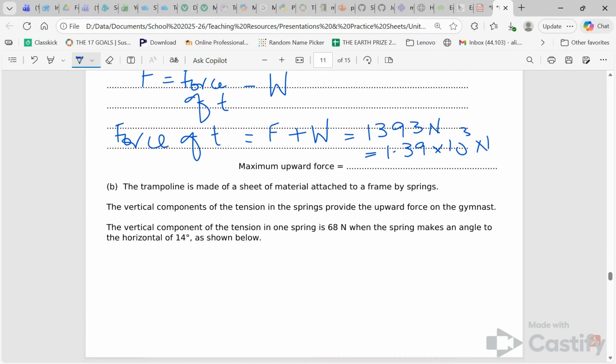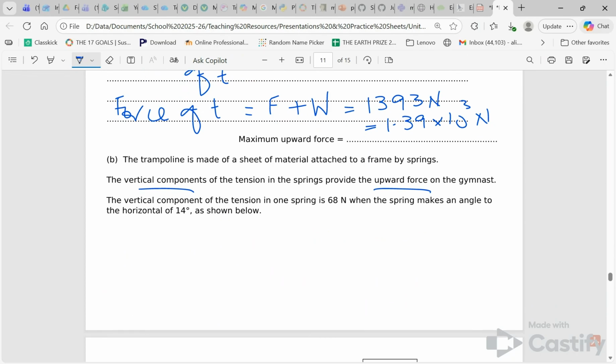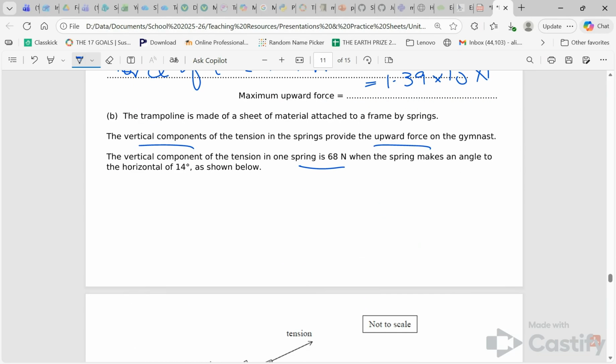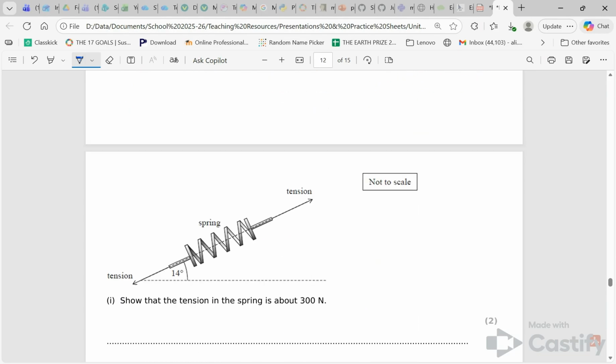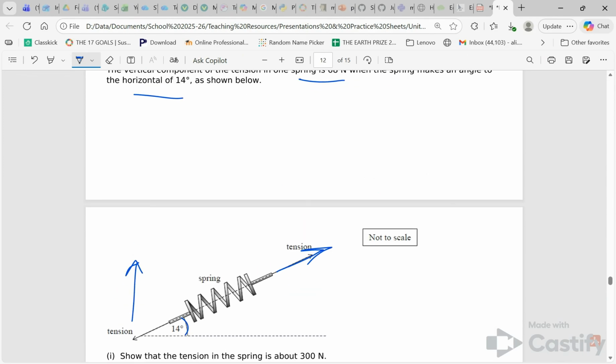Moving on to the next part, the trampoline is made of a sheet of material attached to a frame by springs. The vertical components of the tension in the spring provide the upward force on the gymnast. The vertical component of the tension in one spring is 68 newtons when the spring makes an angle to the horizontal of 14 degrees. So this is how the spring has been shown. Tension has been shown acting at an angle of 14 degrees from the horizontal, and they have given us the vertical component of the tension as 68 newtons.